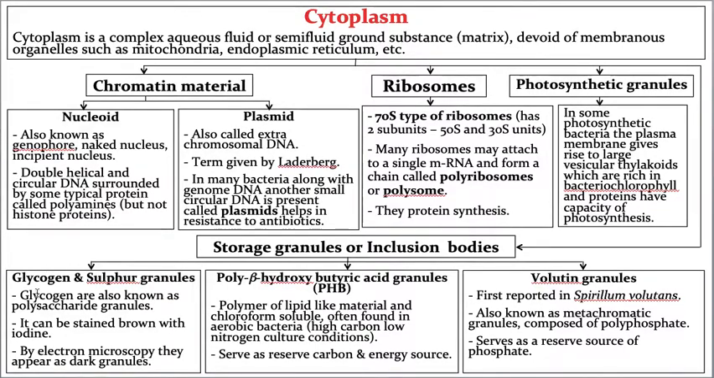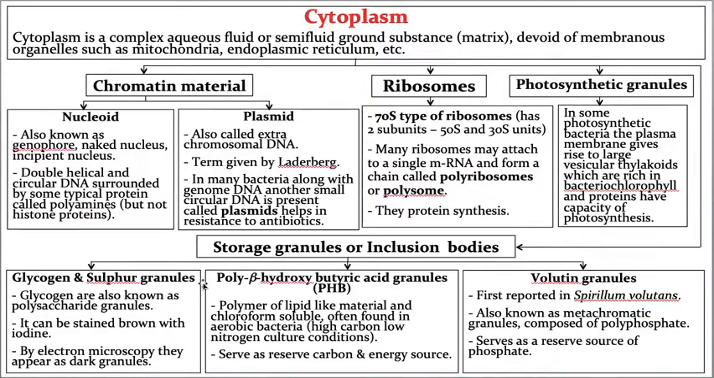First one, glycogen and sulfur granules. These are also called polysaccharide granules. I'm extremely sorry, I made a very small mistake. These glycogen granules are called polysaccharide granules, not sulfur granules. They can be stained with the help of iodine solution, and by electron microscopy they appear as dark granules. They serve as a reserve food material, because bacteria sometimes don't get food material. When they don't get food material, a reserve stock must be there. That reserve stock of food material is nothing but glycogen granules.